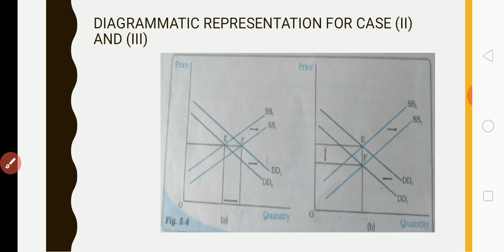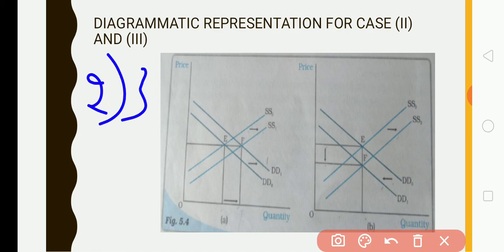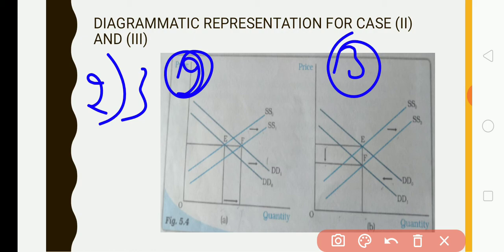The same thing has been explained here. Of these 4 diagrams, I am explaining only 2 diagrams, the second and the third concept. So this is the second one, this is the third one. What is the second one? The demand curve will shift to the leftward.